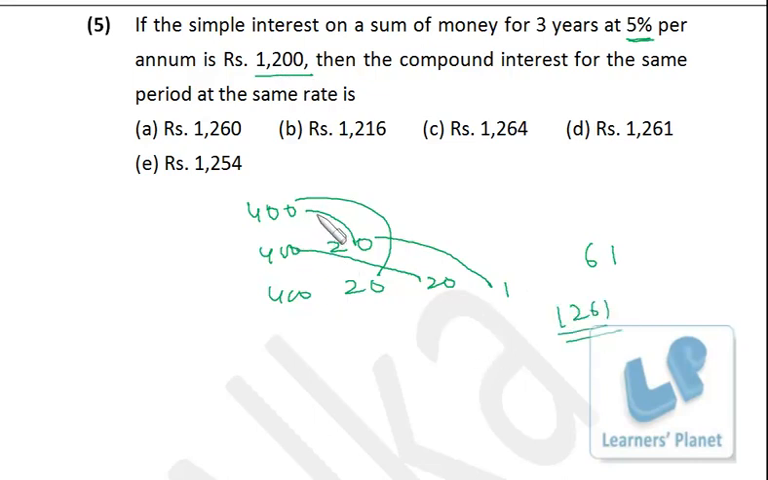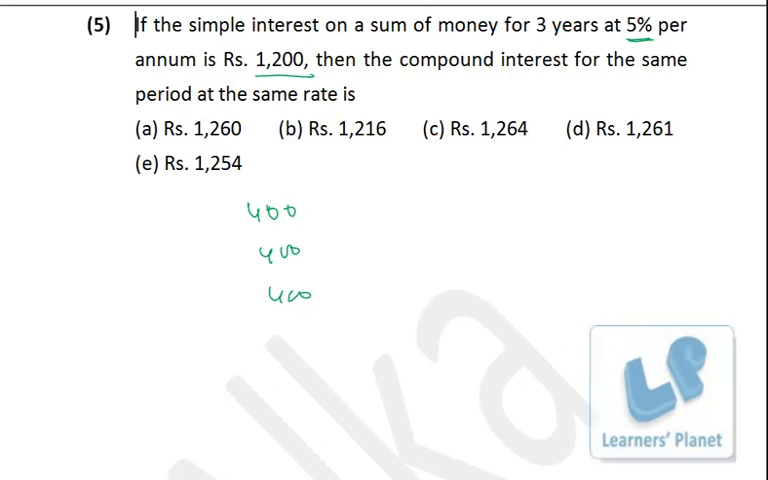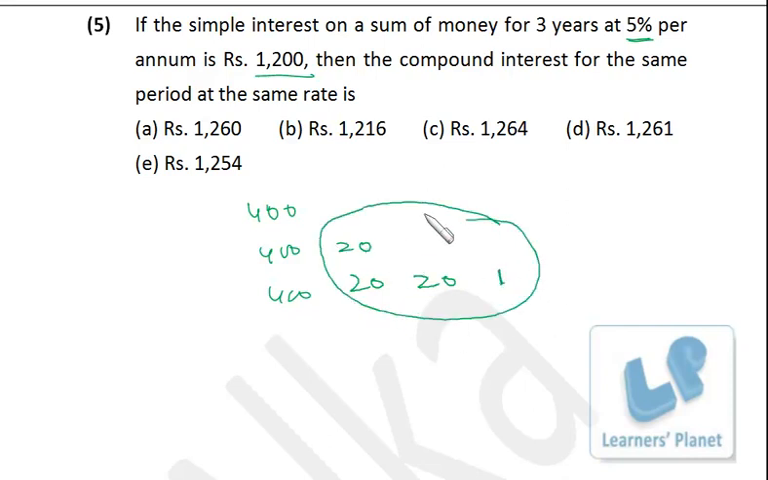So what have you done? Just a very simple structure, if you can see over here. For this first year's interest, write down the interest on interest for this 400, 5% in the second year, 5% in the third year. For this second year's interest, 5% in the third year. For this second year's interest on interest, 5% in the third year. So this is the difference. No formula required.